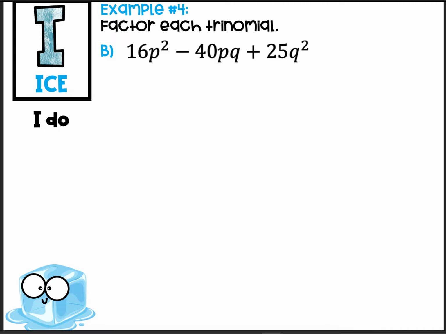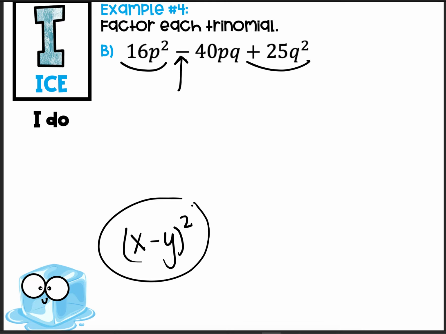Now this will be the moment where you pause it and you attempt to do it by yourselves, because this is the ice problem. But I'm not gonna pause the video, so it's your job to pause it and let me go over the question. Identify your first and last term. Notice how this time I have a negative term for the middle term, which means my binomial is gonna be x minus y squared if I can factor it as a binomial squared.